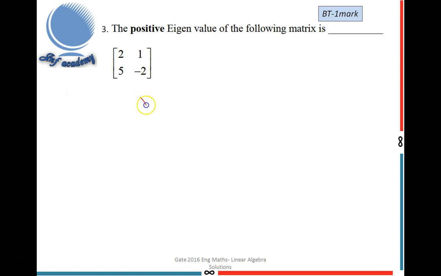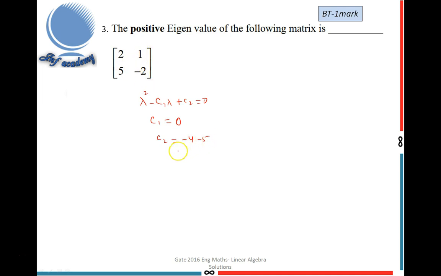So the characteristic equation of a 2 by 2 matrix is lambda square minus C1 lambda plus C2 equal to 0. This is one shortcut way of finding the characteristic equation, where C1 equals the sum of principal diagonal elements. Here 2 minus 2, so 0. C2 equals the determinant of A: minus 2 into 2 minus 4 minus 5.